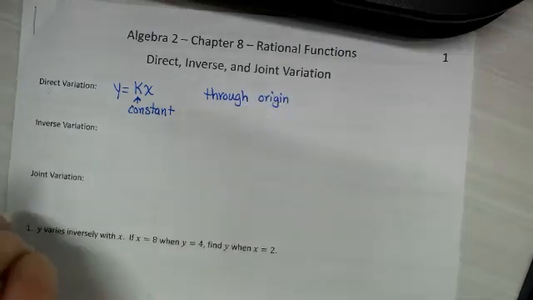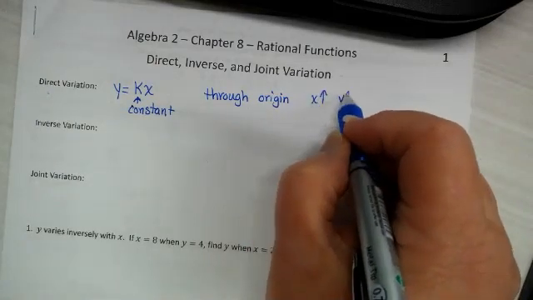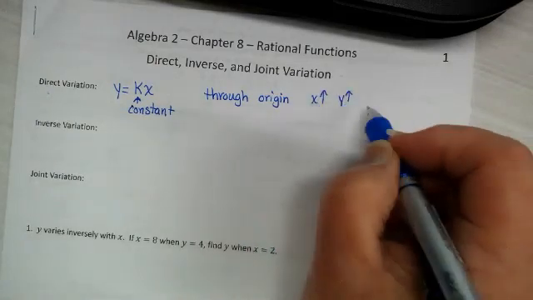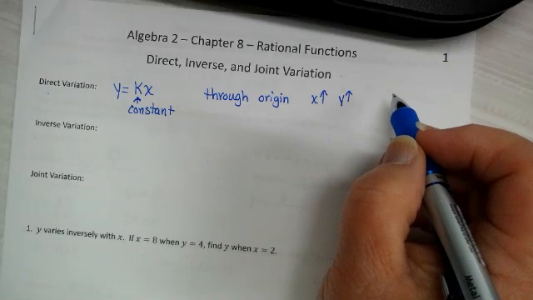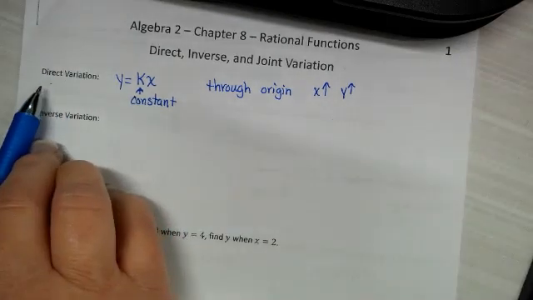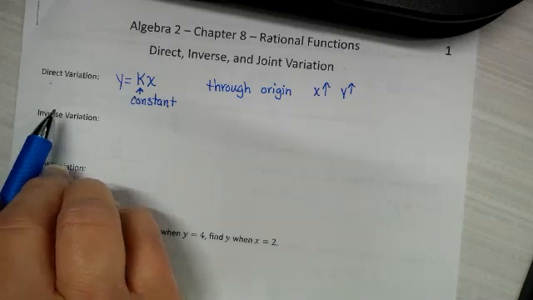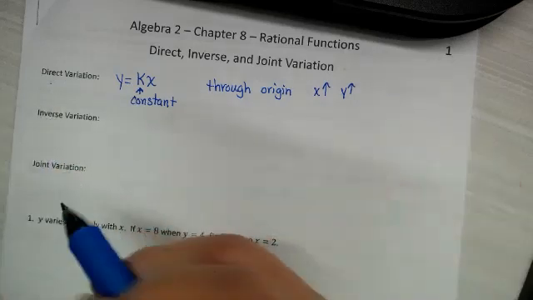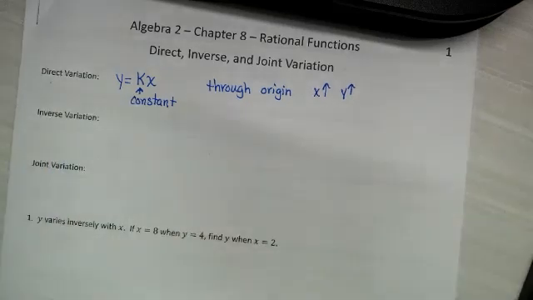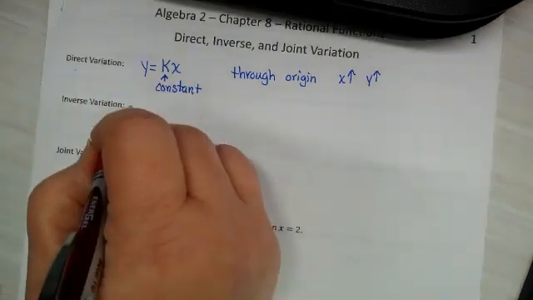And what we're saying with direct variation is when x gets bigger, y gets bigger. And likewise, when x gets smaller, y gets smaller. So a funny representation of direct variation would be the longer you are in the shower, the more water you use. So shorter shower, less water. That's direct variation.